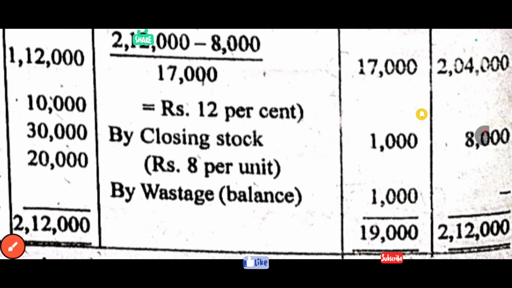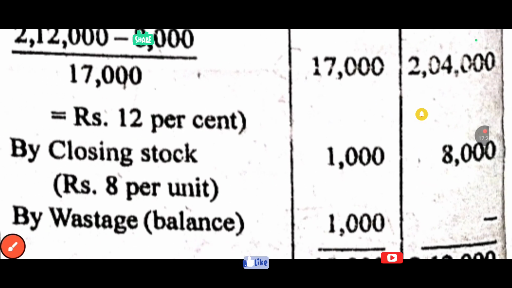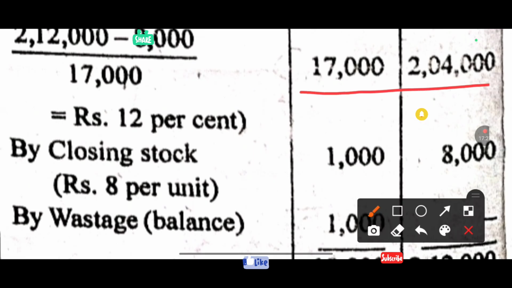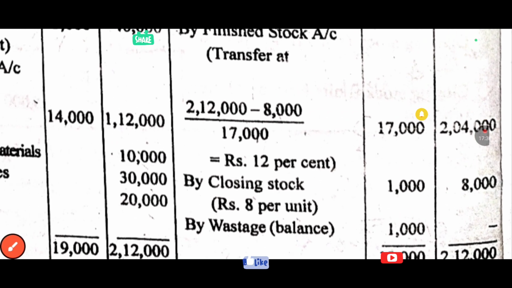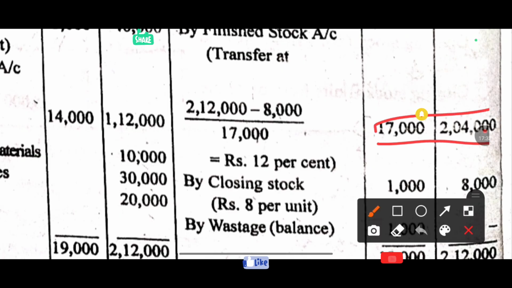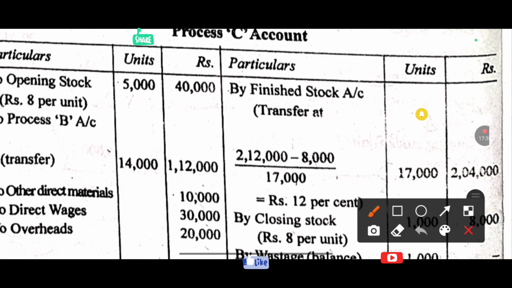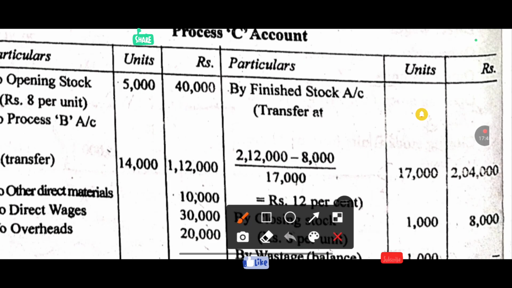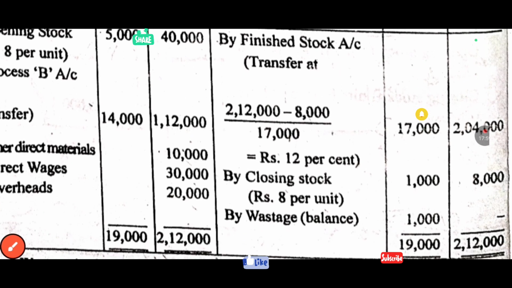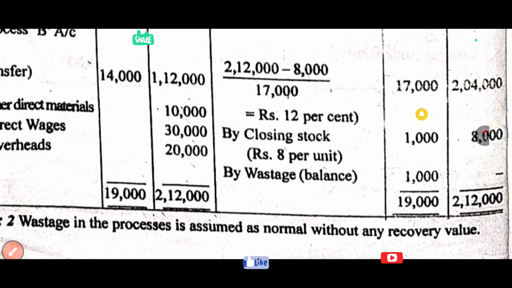What is the output unit? 17,000 units. Okay, the output value is 2,04,000 rupees. Against this value, you are going to write by finished stock account. So at the end of process C, we have the output that is 17,000 units. They have given the question. Now we calculated the value that is 2,04,000 rupees. Against this value, you are going to write by finished stock account. It is to be transferred.